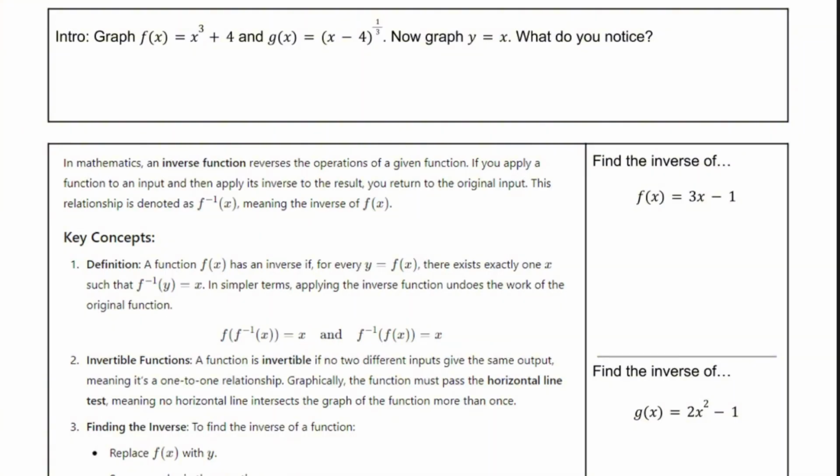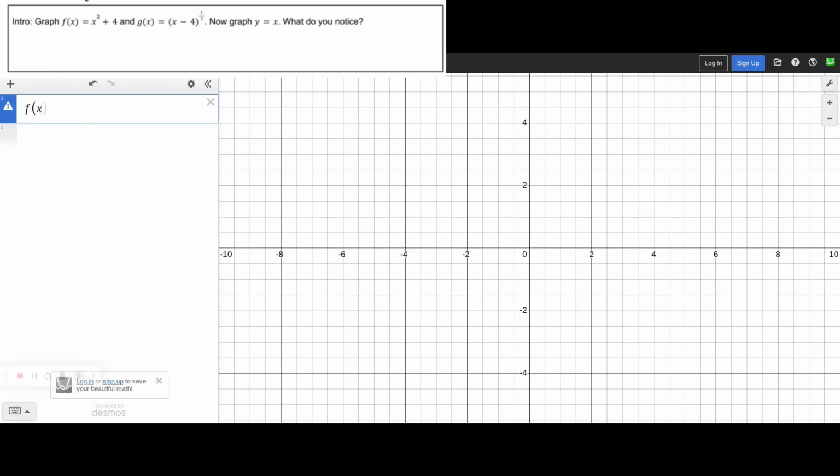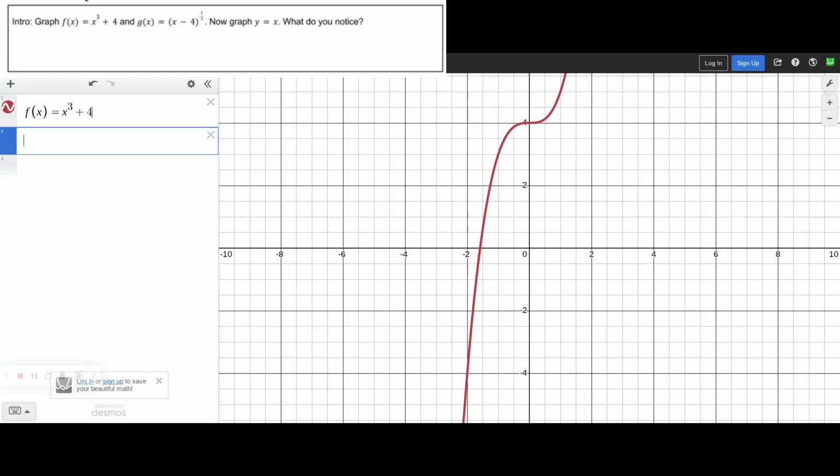Again, I'm using Desmos just because Desmos is a little bit prettier. I know we typically use TI-84 Pluses, but Desmos is just going to look like a cleaner picture, so that's how I'm going to handle this one. All right, f of x equals x to the third, plus 4, like that.